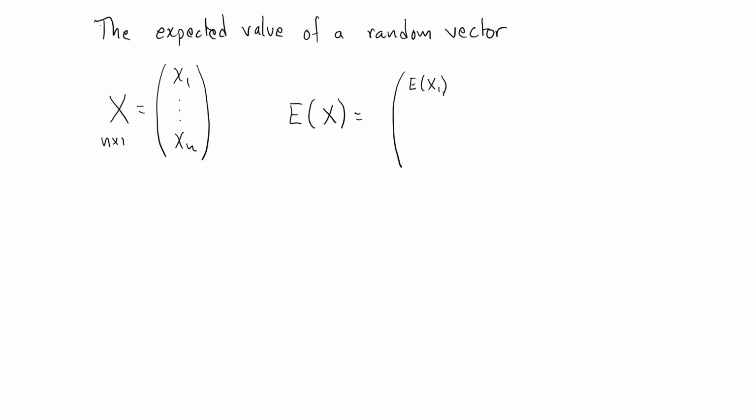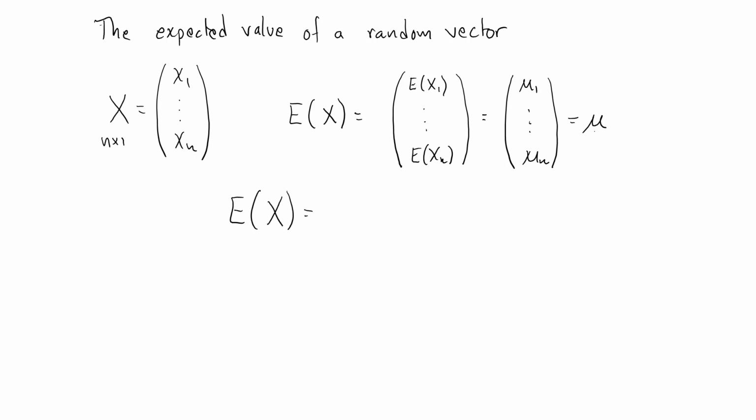In row 1, we have the expected value of x1, and so on to row n, where we have the expected value of xn. Since we typically denote the expected value of xi by mu i, we can also write this as the vector mu1 to mu n, noting that this is a simple n by 1 vector of constants. So in vector notation, it's common to write this just as mu, which in print is typically boldface. So the expected value of an n by 1 random vector is an n by 1 vector of constants.